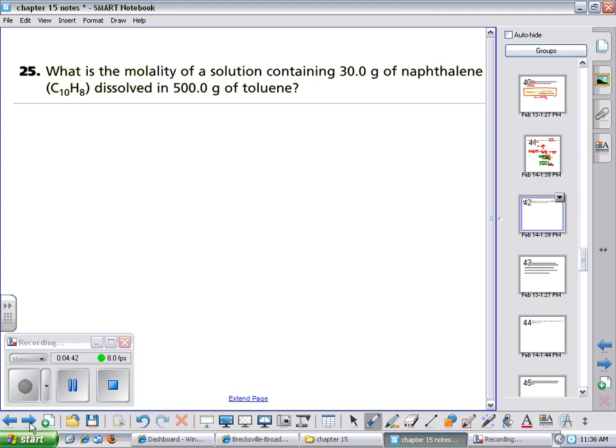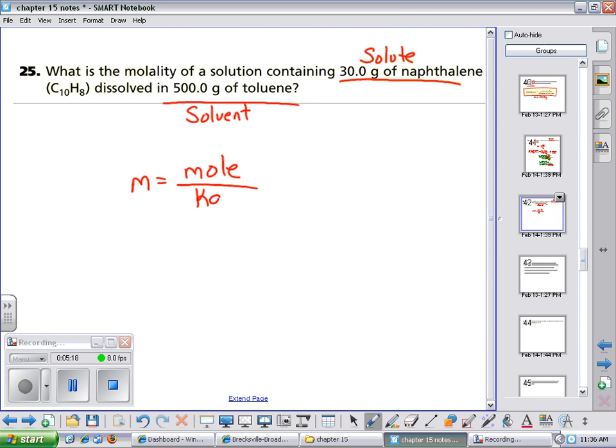Different unit though. This one, what is the molality of a solution containing 30 grams of naphthalene, which are mothballs, dissolved in 500 grams of toluene? So this is getting dissolved. So this is your solute. This is your solvent, not water this time. I think it's the only problem we've done where it hasn't been water, which is okay. Now, according to the equation, remember, it is moles of the solute divided by kilograms of the solvent. We don't have either of those units, so we have to convert just like we did on the last problem.